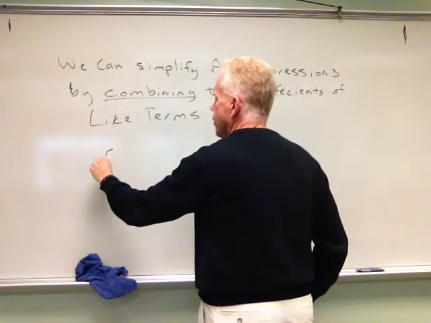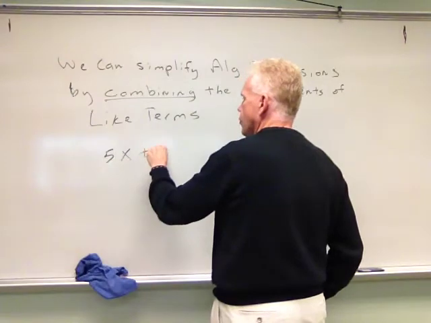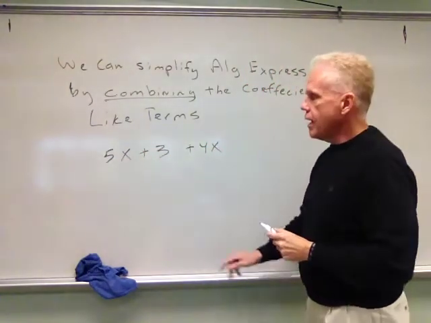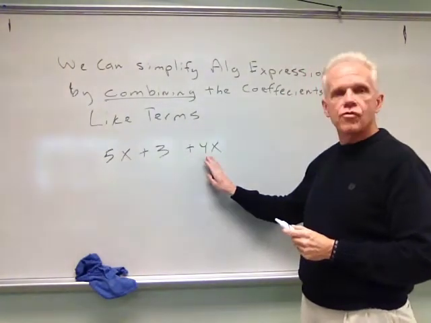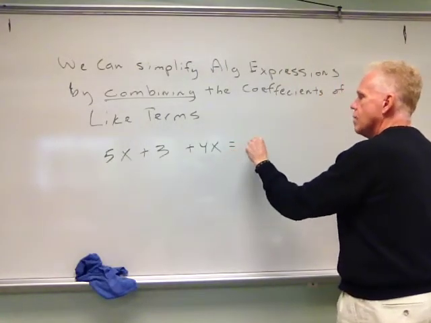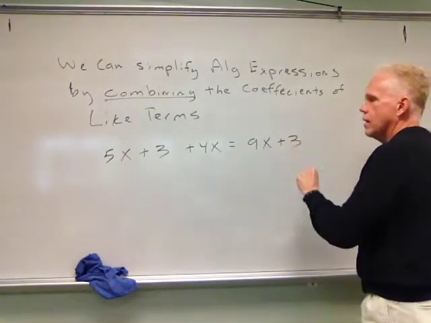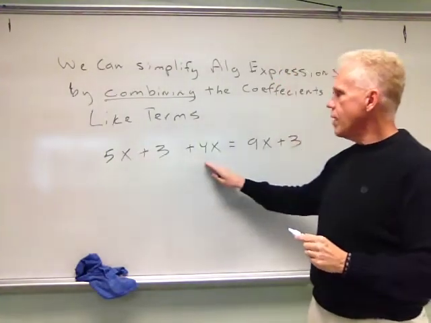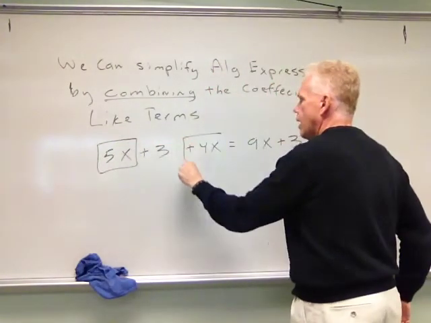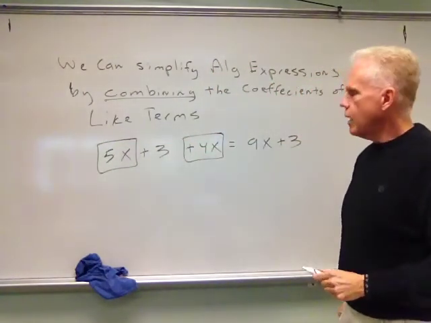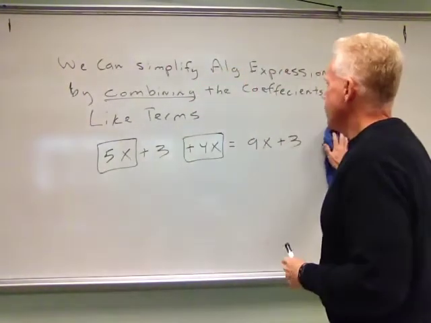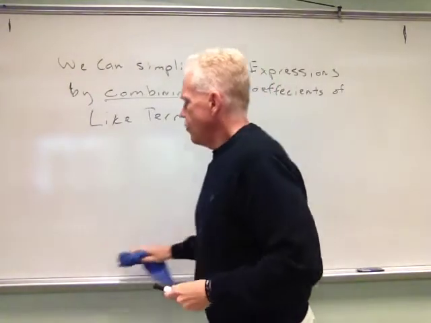We might have 5x plus 3 plus 4x. Well, that'll simplify by taking the 5x and the 4x, which are like terms, and combining those to get me 9x plus 3. So we can simplify this expression by combining the like terms, 5x and 4x, and ending up right here.